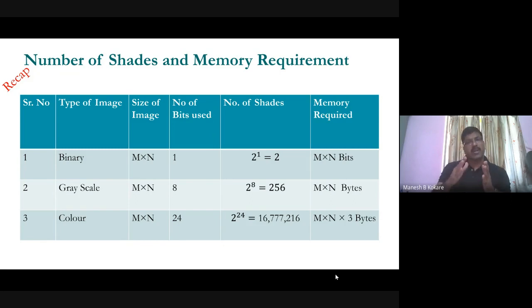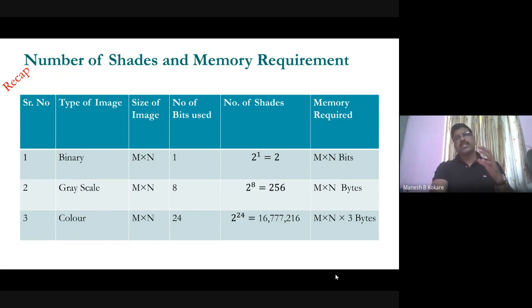After that, we studied how much memory is needed for storing a binary image, a grayscale image, and a color image of the same size. For storing a binary image, you need m by n bits. For a grayscale image, you need m by n bytes. And for a color image of the same size, you need m by n multiplied by 3 bytes. So more memory is needed for a color image and very little memory for a binary image. That is what we studied in yesterday's talk.